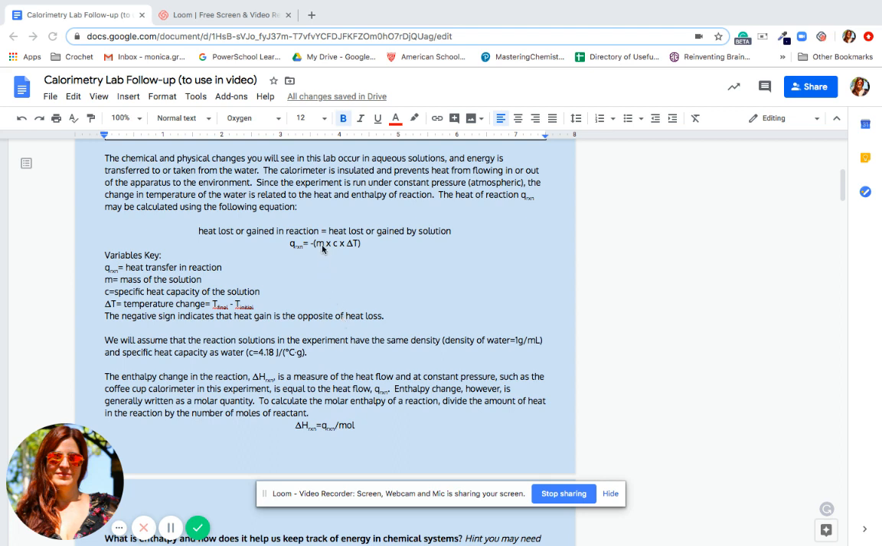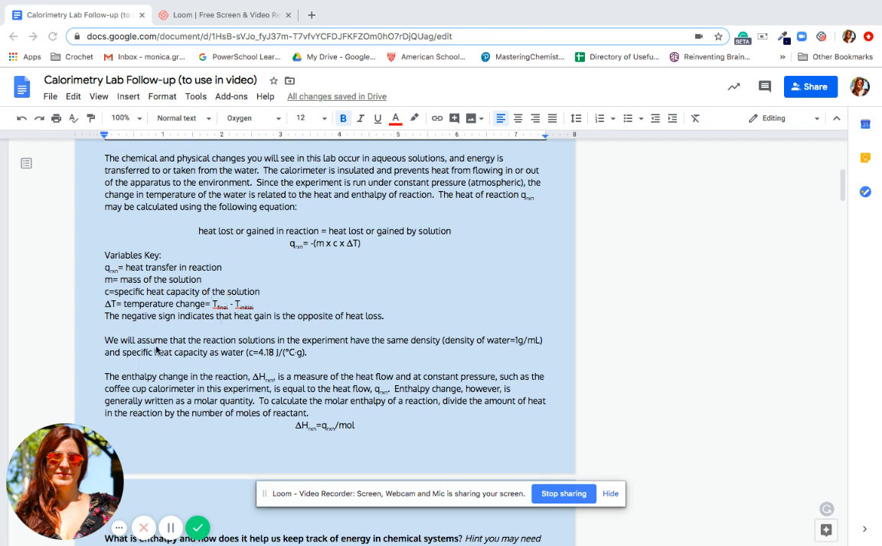Okay, the m stands for the mass of the solution, and a reminder of previous knowledge: solution means both. In this case, the solvent is the water, and the solute is the salt that you're using. So the mass of the solution includes both the water plus either the sodium carbonate or the sodium bicarbonate used in these experiments. The c represents the specific heat capacity of the solution.